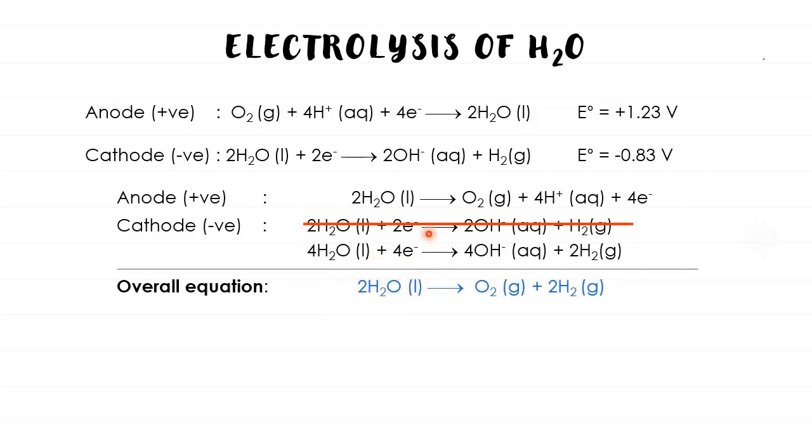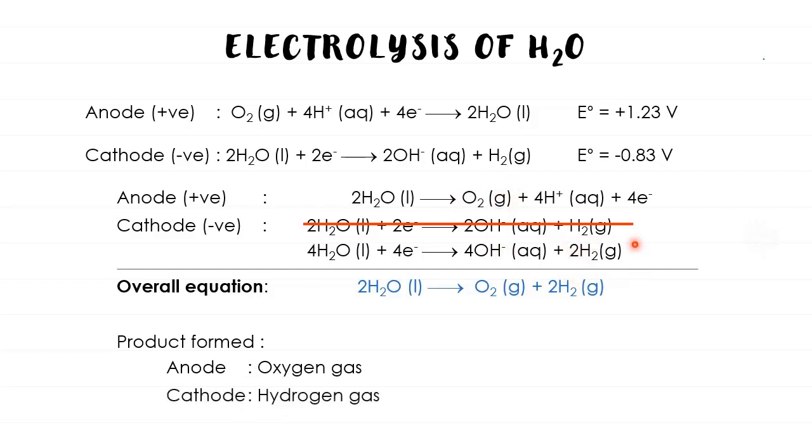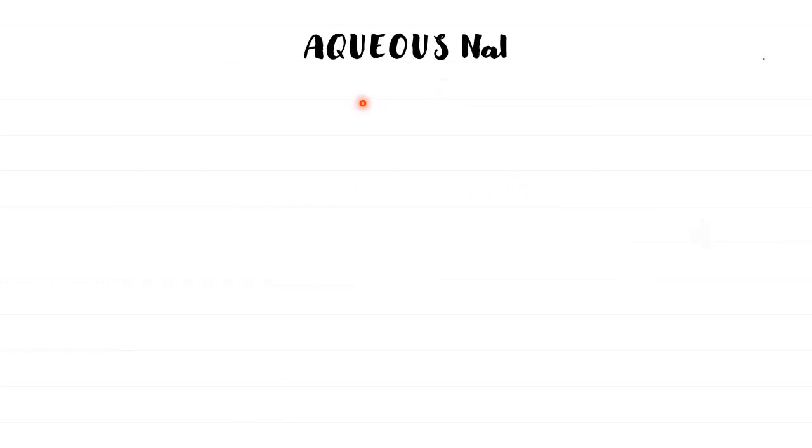So then we're going to take this O2 down here together with this 2H2 down here as part of our overall equation. As for the products to be formed, we could conclude that the anode will form oxygen gas, while the cathode will form hydrogen gas. Next, aqueous sodium iodide will have more than one species to be discharged at an electrode.